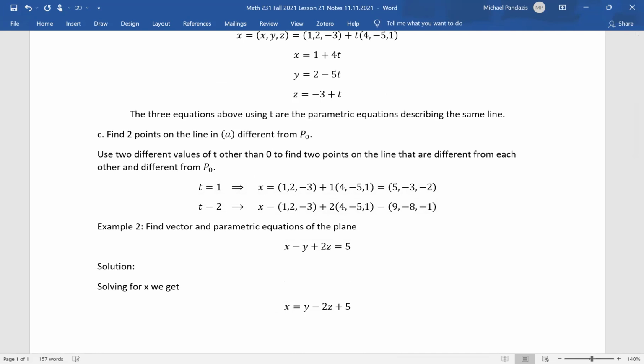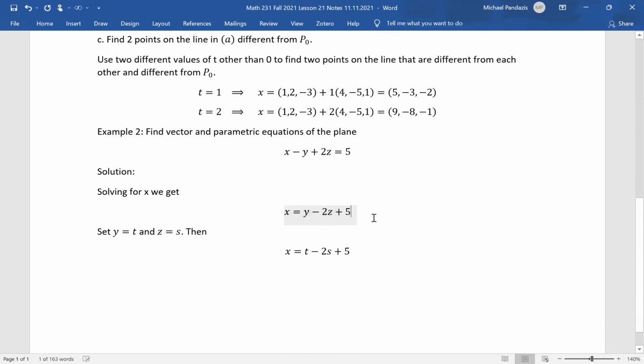Okay, so what we did now is we express x in terms of y and z. So set y equal to t and z equal to s. Then x is equal to t minus 2s plus 5. Because x is equal to y minus 2z plus 5, and we set y equal to the parameter t and z equal to its own parameter s. And so we just plug in t for y and s for z. We have an expression of x in terms of the 2 parameters t and s.